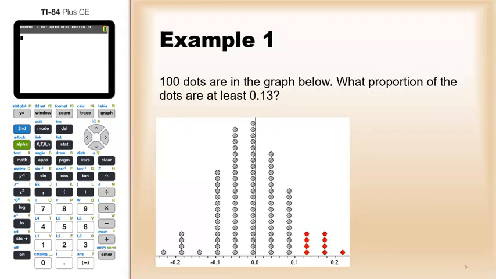Okay, so let's begin with some warm-up problems. There's 100 dots in this graph you see on the screen. What proportion of these dots are at least 0.13?